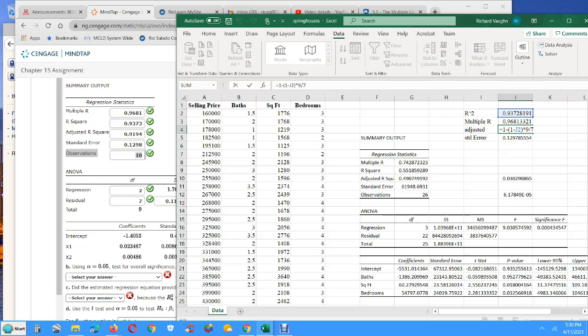The adjusted R squared, there's a formula. You can get it out of your book. It's 1 minus, parentheses, 1 minus the R squared, times, and then this is the degrees of freedom total divided by the degrees of freedom for the residual. So 9/7 in my case, right? 1 minus R squared times degrees of freedom total divided by degrees of freedom of the residual. That gives me the adjusted R squared, and that's what goes in the third box over here. We already filled in the observations. That's just 9 plus 1 is 10.